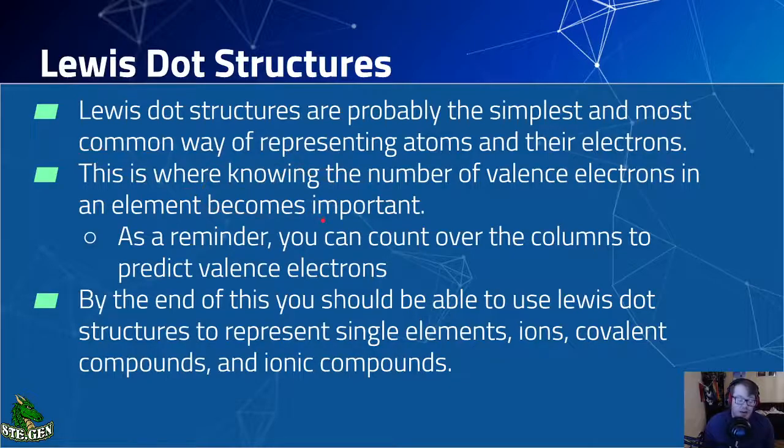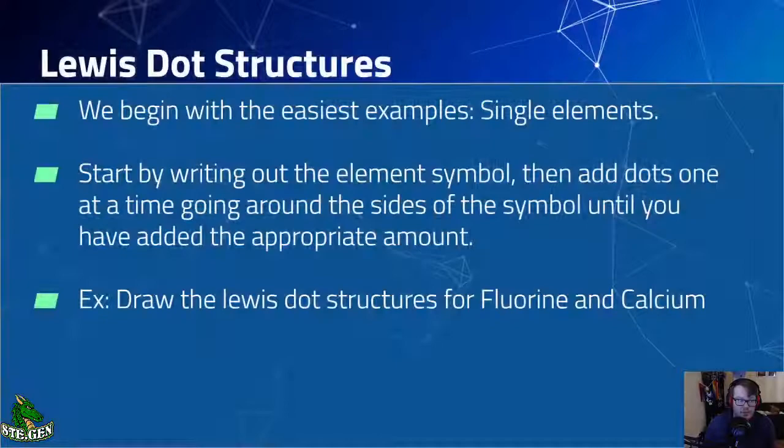As a reminder, you can just count over the columns. All of the D block and all of the F block are 2, and otherwise it goes 1, 2. You skip over the D block because that's all 2, and then 3, 4, 5, 6, 7. The last column is 8, with the exception of helium. By the end of this, you should be able to use Lewis dot structures to represent single elements, ions, covalent bonds or covalent compounds, and ionic compounds.